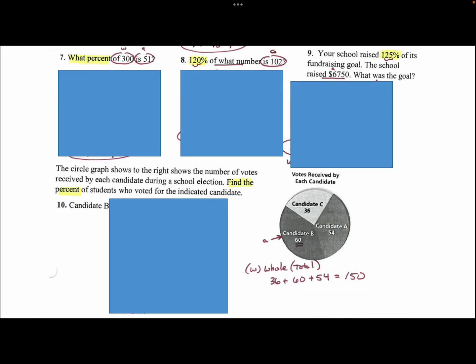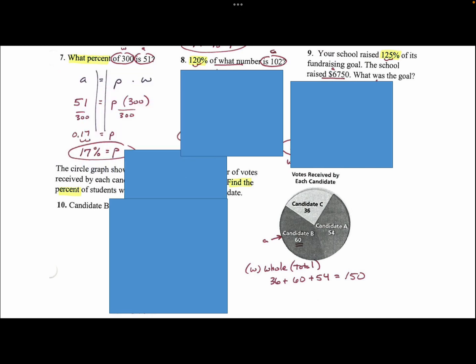As we look at number 7, you are missing the percent once again, so you're going to have to move the decimal at the end of the question. Your of is 300, which is your W. Your is 51, so underneath A you have 51. And you're going to divide by 300, and you're going to end up with 17%. Okay, remember to move your decimal point in your answer only when you're trying to find the percent, and then label it as a percent.